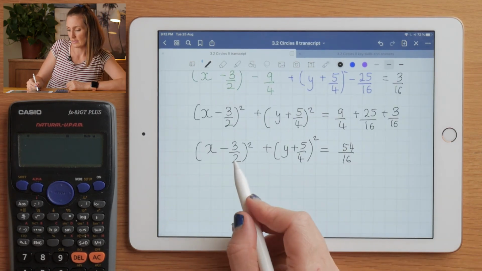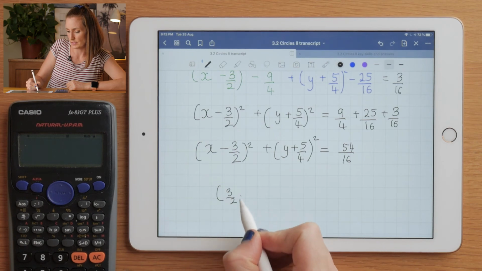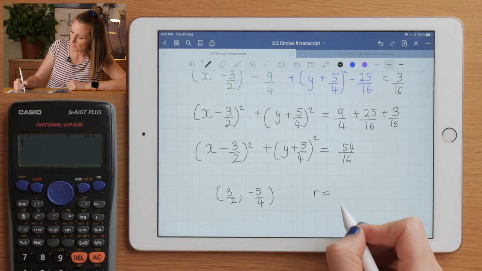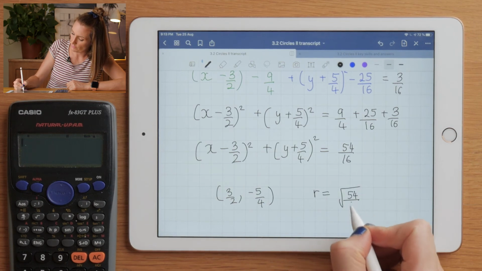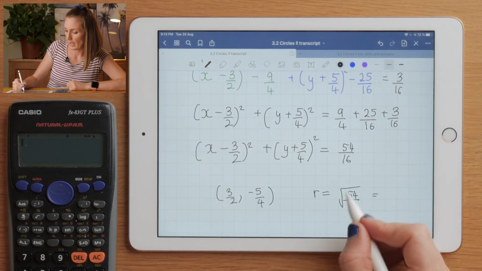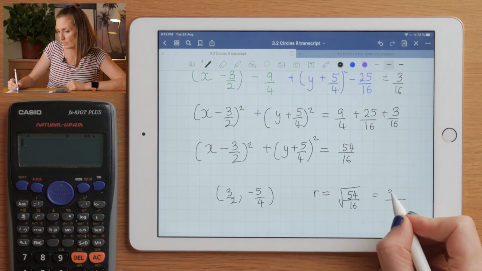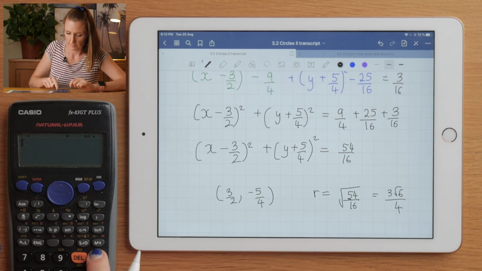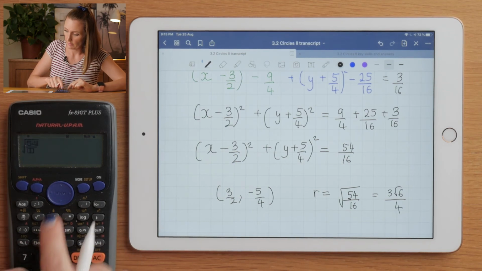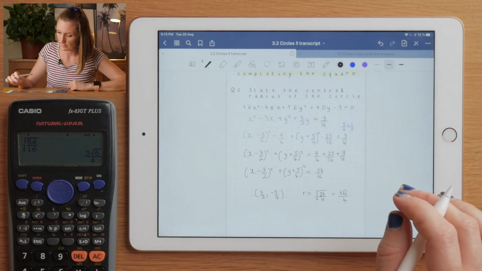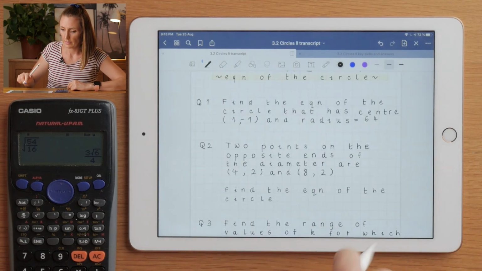Okay, to get the center, now we know that the center must be 3 over 2 and minus 5 over 4. And the radius must be the square root of 64 over 16. Or we already had square root 54 today. Square root of 16 is 4, and that was 3 square root 6. You can check it. 54, 16. Like that. That's done.